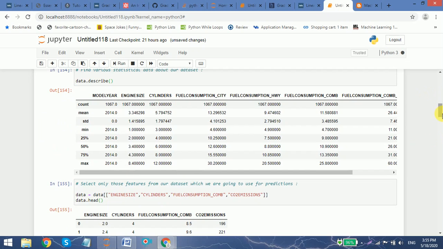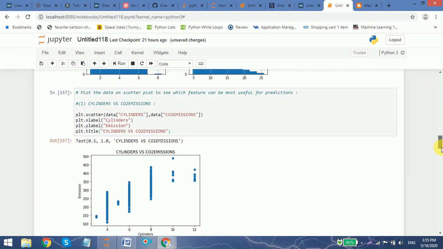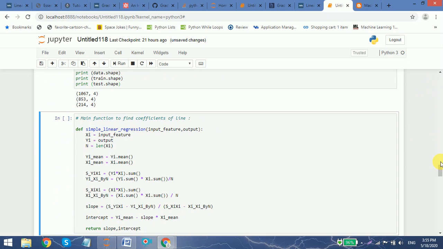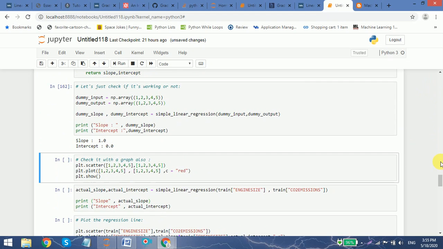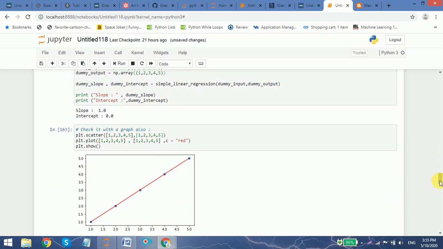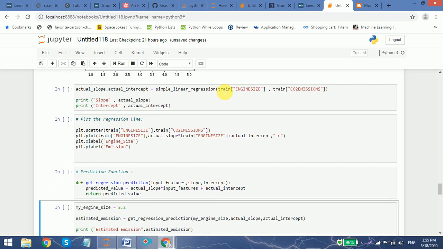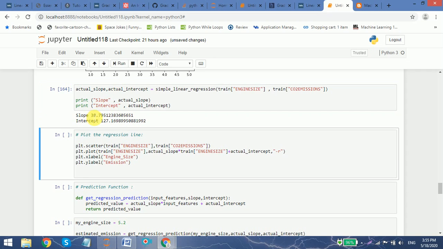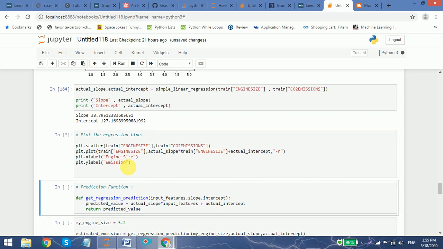and we already know this and this and this and this also, and dummy input, dummy output, and let's plot. Okay, here we are. So we can see that the intercept will be 0 and the slope will be 1. Now moving ahead, we will find the slope and intercept for our actual data. So we can see that it is 38 and 127, and now let's plot our regression line.